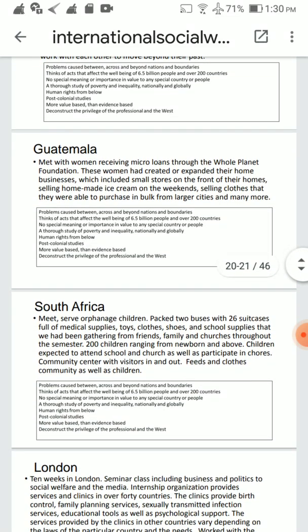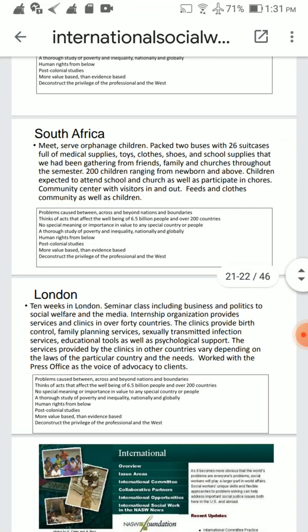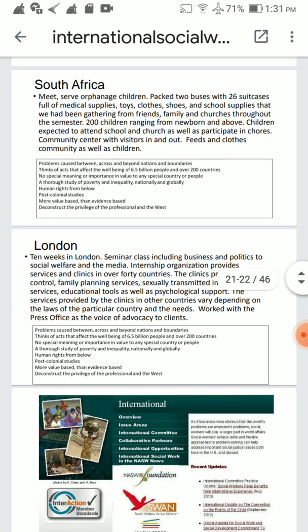Another in Guatemala, meet with women receiving microloans through the Whole Planet Foundation. These women had created and expanded their home businesses, which include small stores on the front of their homes, selling homemade ice cream, sari-sari stores, and other micro-economic enterprises. Next will be in South Africa.